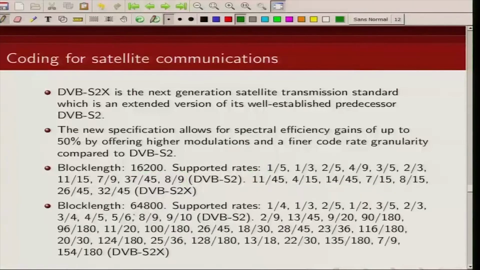standard. And similarly, for block size of 64,800, you can see these rates that you see here, starting from here. These rates were not supported in DVB S2, which are supported in DVB S2X.